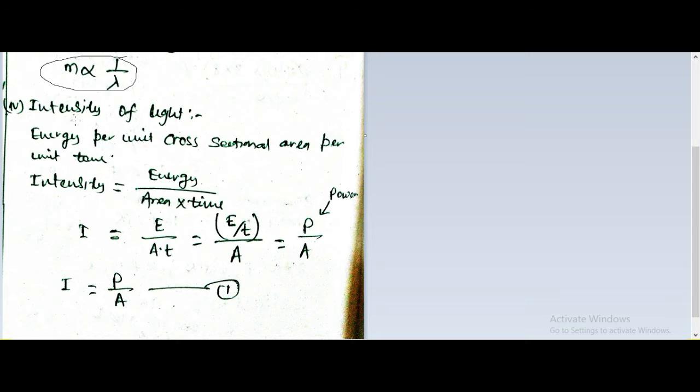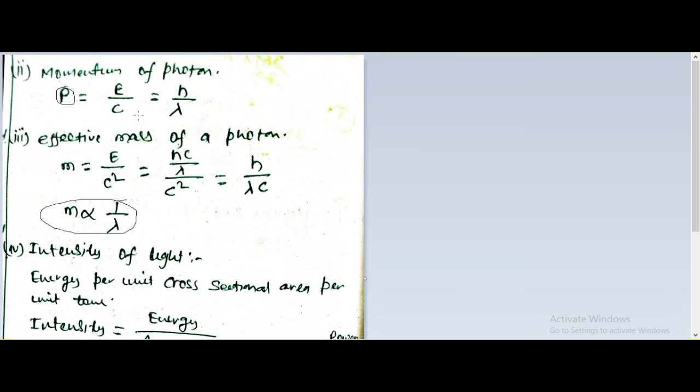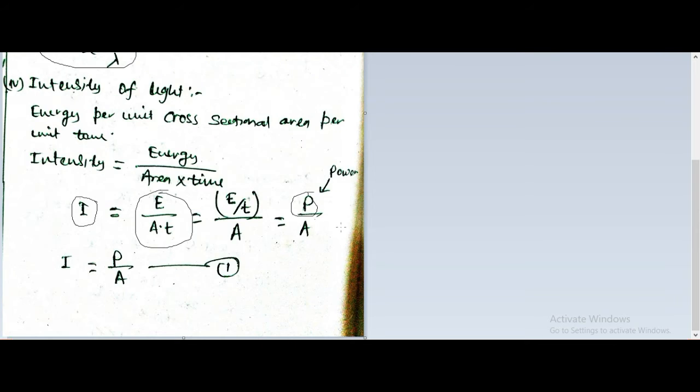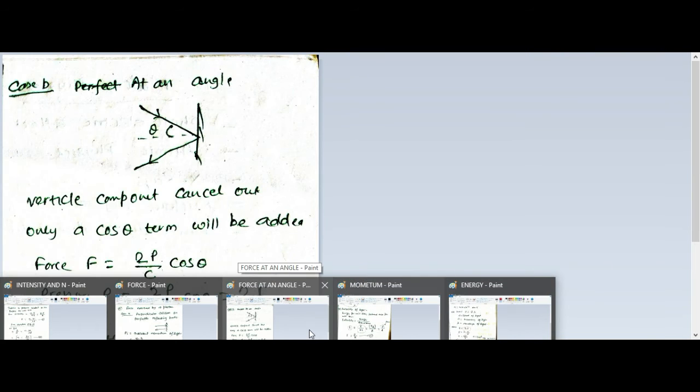So next is intensity of light. The definition of intensity is energy per unit area per unit time. So energy by area divided by time is called intensity. It is denoted by I, so I equals E by AT. E by t is equal to power. Here P is power and there P was momentum. We have to remember that. So I equals P by A. That is equation number 1. We have to mention it here. Now coming to the next slide.